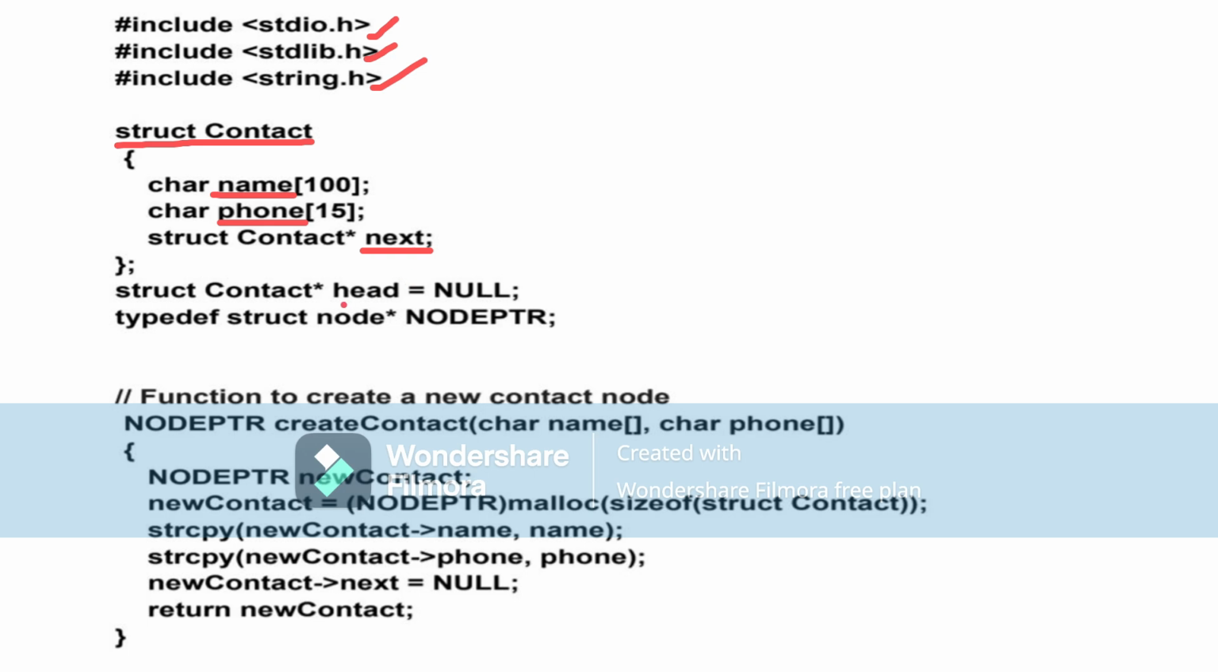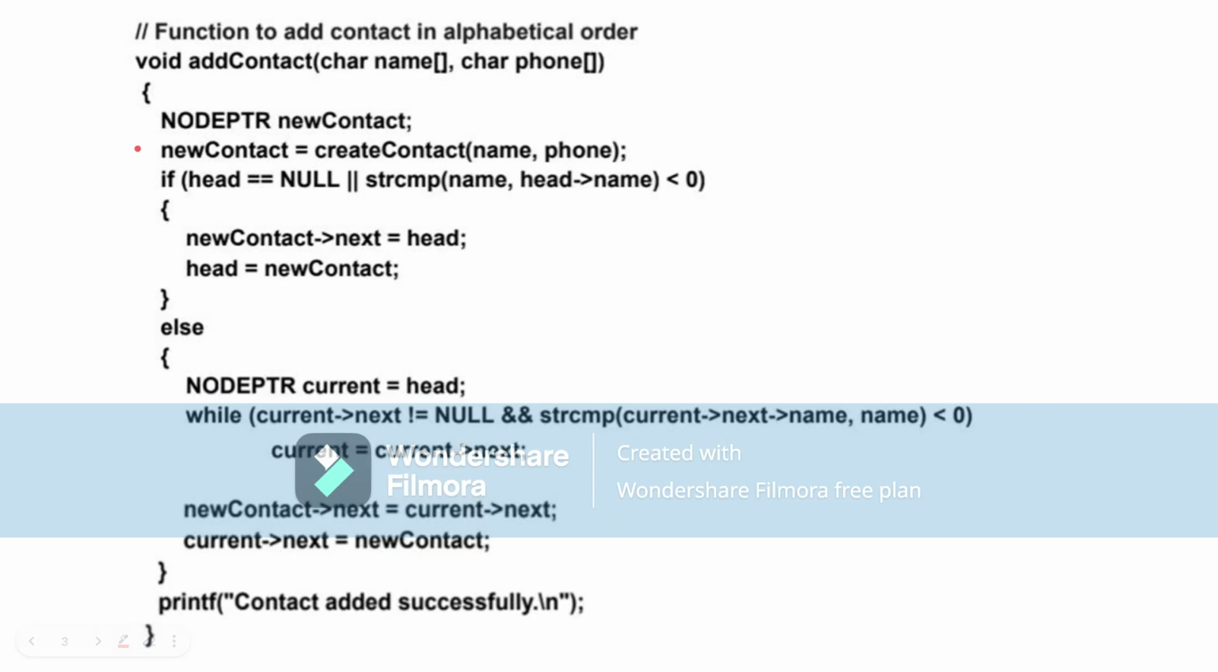Here, head is a pointer to the first contact in the linked list, which is initialized to NULL. The create contact function creates a new contact node with a name and phone number. It allocates memory using malloc, copies the name and phone to the node using strcpy, sets next to NULL, and returns the pointer to the new contact.